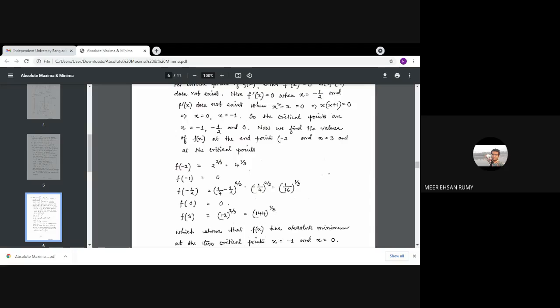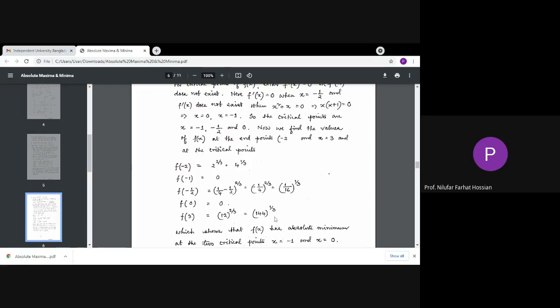f of minus 1 and f of 0. Yes, these 2 zeros are the minimum value and these 2 are equal. So these 2 equal minimum values are occurring at x equal to minus 1 and at x equal to 0. So the absolute minimum value of the function is 0, and this absolute minimum for the function is occurring at 2 points, at x equal to minus 1 and at x equal to 0, and both the points are critical points. So absolute minimum is occurring at the 2 critical points, x equal to 0 and x equal to minus 1.